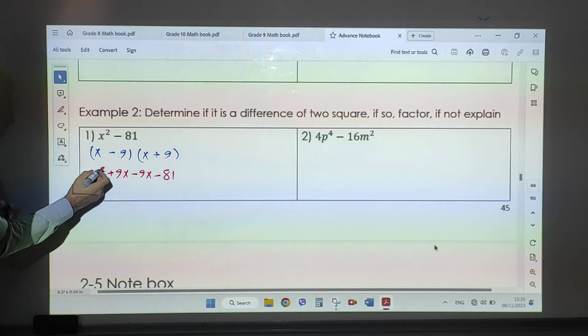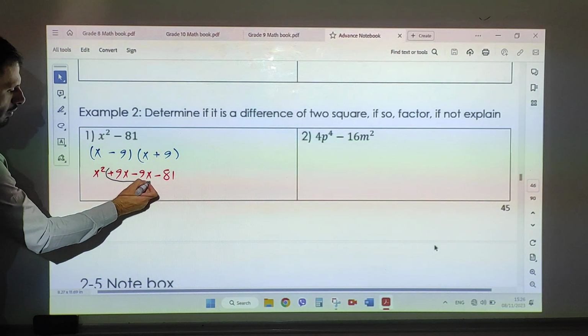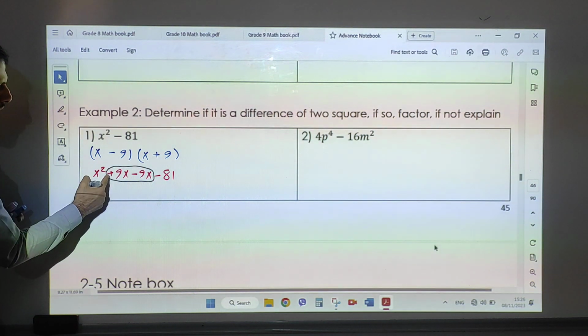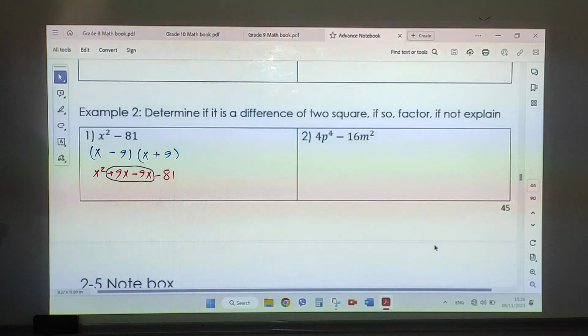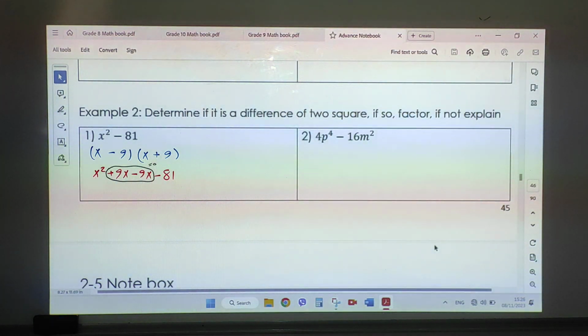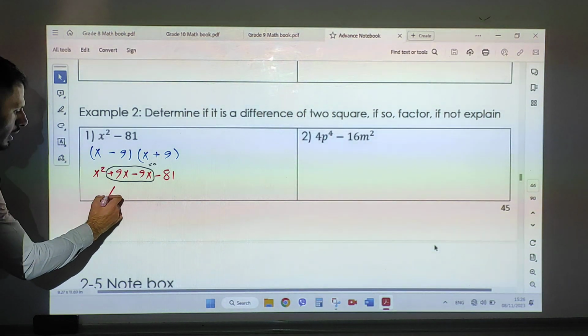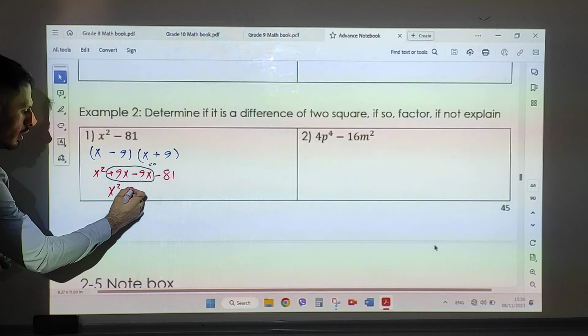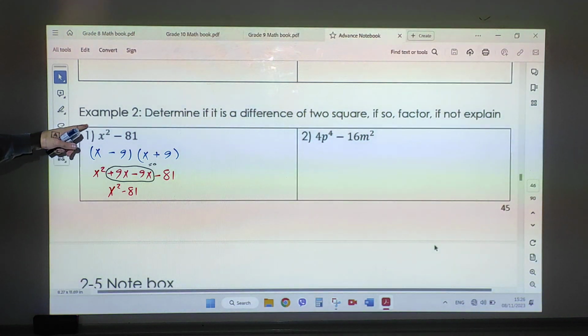Now we have like terms, plus 9x minus 9x. These two together would be 0. So the remaining is what? x power 2 minus 81. Is it the same result that we had from the beginning? You see, yes, it is. So this is our answer, which is x minus 9, x plus 9.